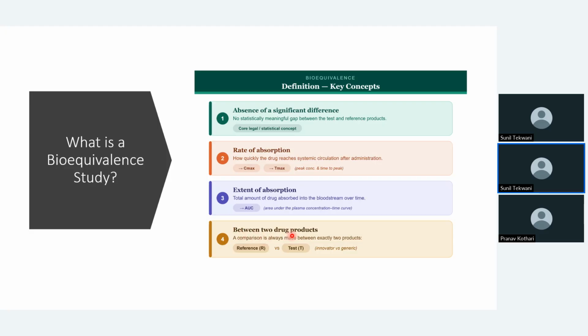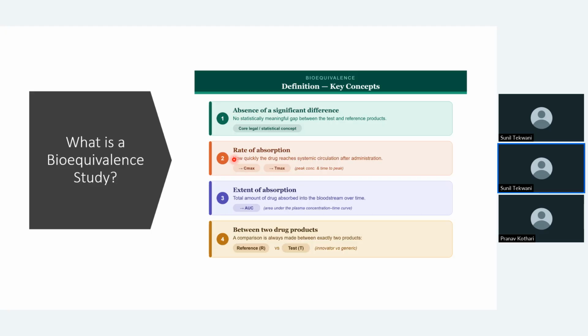So what is being compared? The rate of absorption and extent of absorption are being compared. What is absorption? How the product from the GI tract, stomach or intestine, goes into the bloodstream, and how much of it goes. That is known as absorption. Now, absorption's rate and extent. What is rate of absorption? How fast the drug goes from the gastrointestinal tract to the bloodstream is the rate of absorption.